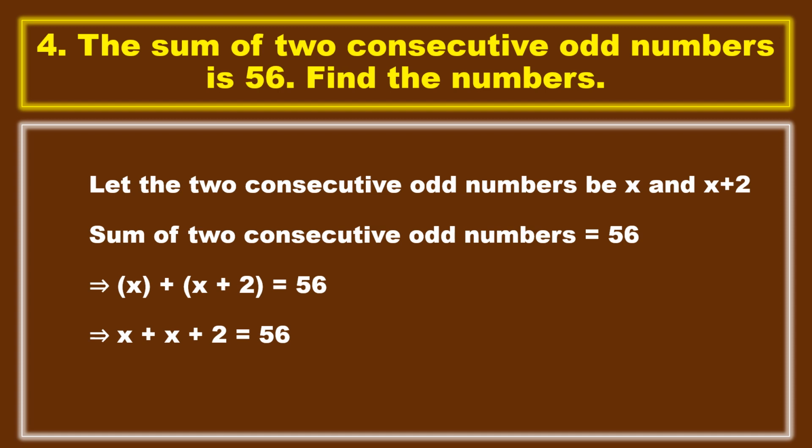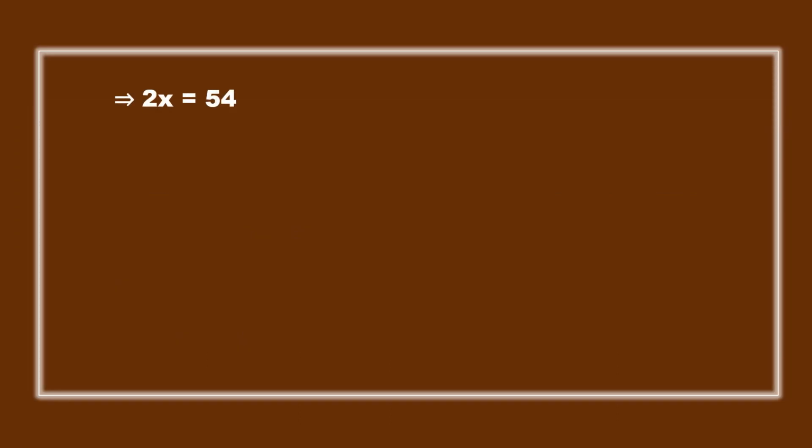Now here I have x and x, these are like terms. Here 2 is an unlike term, so we'll send it to the other side. So x plus x is 2x, and when plus 2 is sent to the other side it becomes minus 2. So now we'll get 2x equals 54. So 2x equals 54.